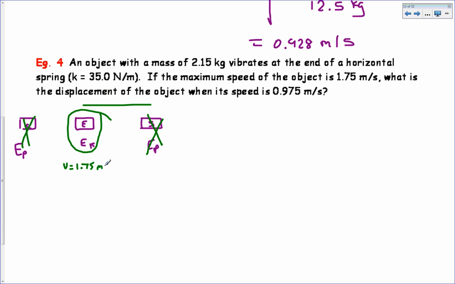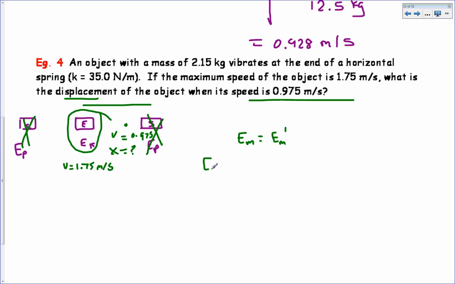Okay, and what we're asked to find is at some position in here, like maybe at this point here, it has a velocity of 0.975 meters per second. So we want to know what x goes with that velocity then, right? Because it's not a maximum displacement. It's saying that if it has a displacement and a velocity at the same time, then it's not at a maximum. It's somewhere in the middle. So we still have our EM before equals EM after.